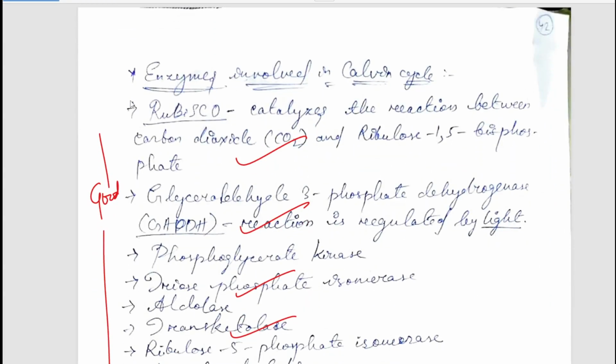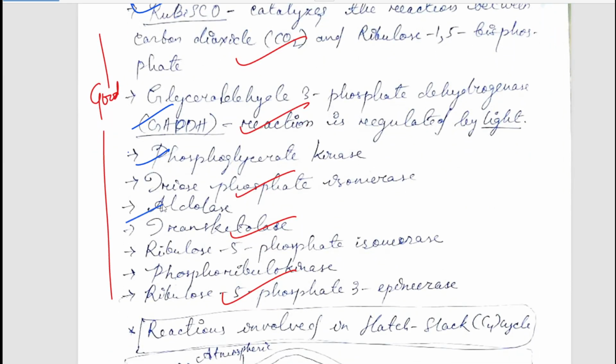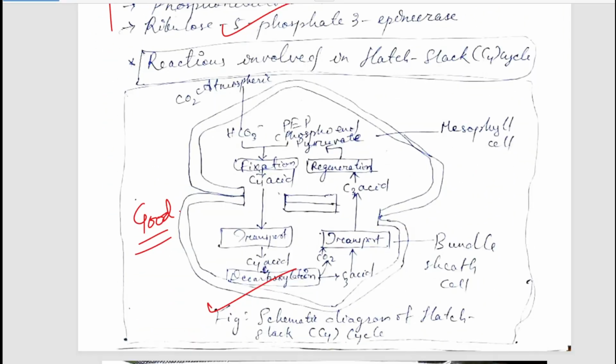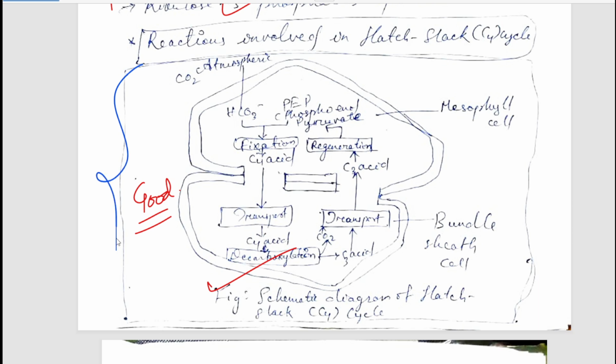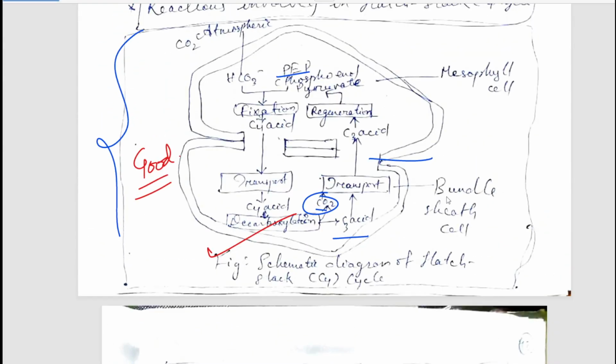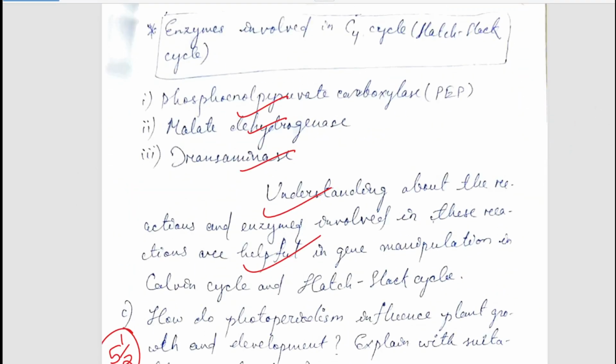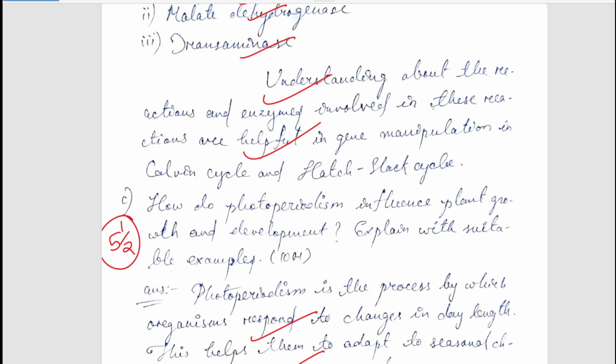Now enzymes such as rubisco, glycerate kinase, phosphoglycerate kinase, aldolase, transketolase. So these are all the important enzymes which have been written, and the reactions of the Hatch and Slack cycle have been shown through a diagram, and I think a very well drawn diagram. All the important procedures have been written. PEP, C3 acid, where CO2 is released, all those things have been mentioned. And what processes happen in mesophyll cells and what processes happen in bundle sheath cells have also been mentioned. Enzymes involved have also been mentioned. So a very well written answer.